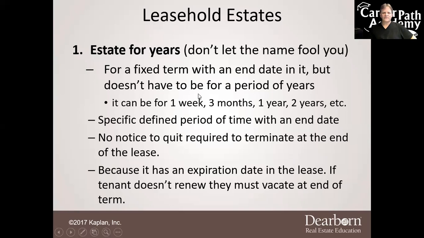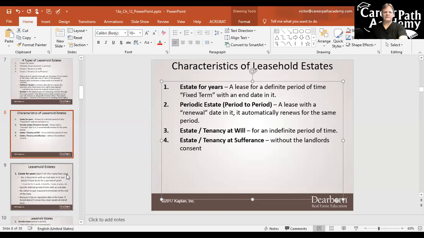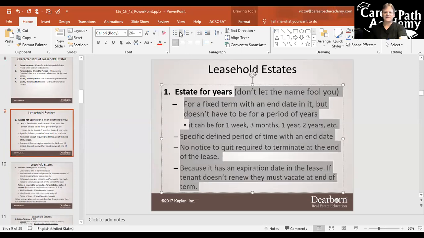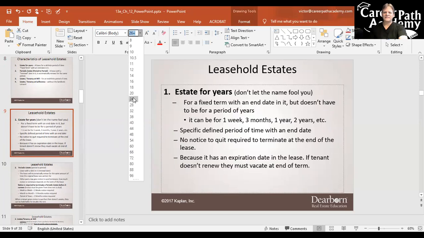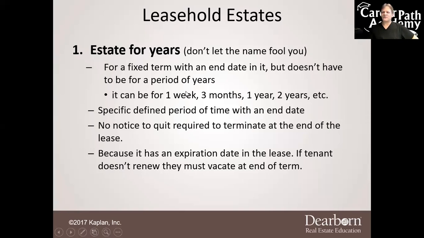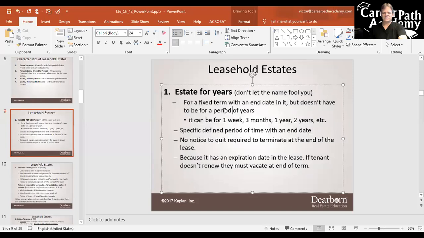All right, so let's start off with estate for years down here. Do not let the name fool you. Estate for years does not mean that it has to be for a period of time that is a length of years. Estate for years need not be for years. Its key characteristic is that it's for a fixed period. It has a start date in a lease, has an end date. It's for a fixed term. You know when the lease is going to end. It could be for 1 week, it could be for 3 months, it could be for a year, it could be for 2 years. An estate for years, its key characteristic is that it's for a fixed term with an end date.